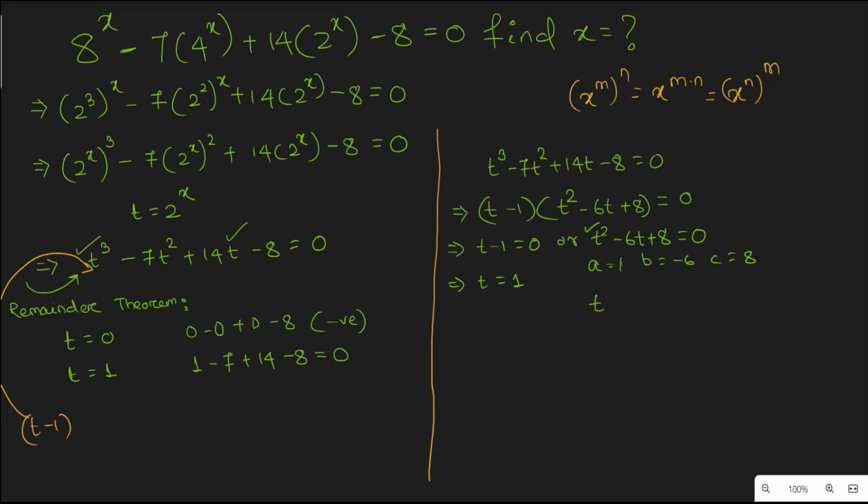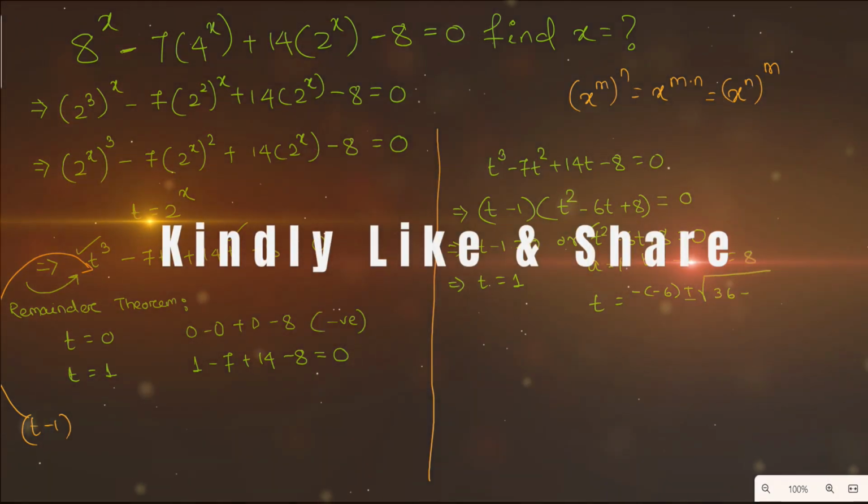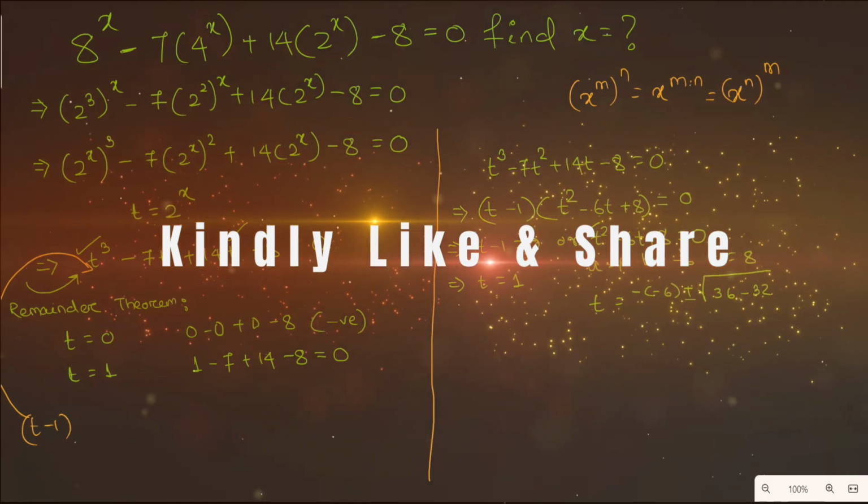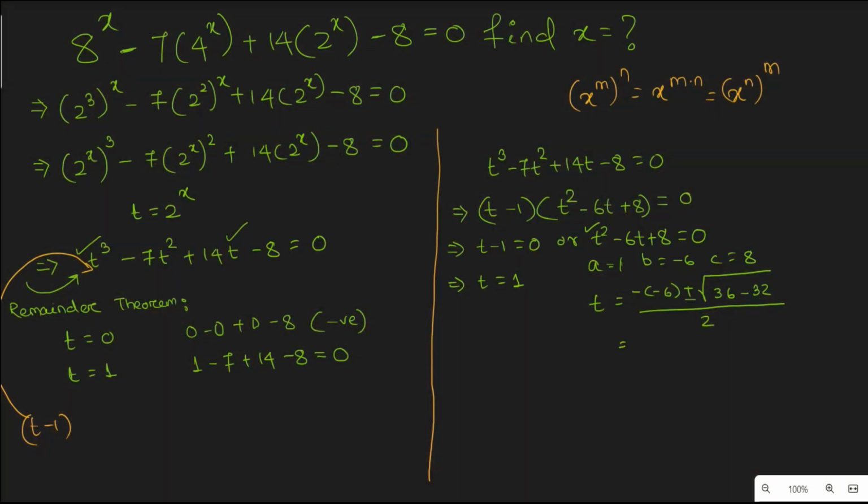So we can find the value of t as minus b, that is minus minus 6, plus minus square root of b square, that is minus 6 square, that is 36, minus 4ac, 4 into a into c is 32, divided by 2a, that is 2. So we can simply find the value 6 plus minus 2 divided by 2, that is 8 by 2 is 4, or 6 minus 2 is 4 by 2 is 2. So now the value of t is equal to 1, or t is equal to 4, or t is equal to 2.